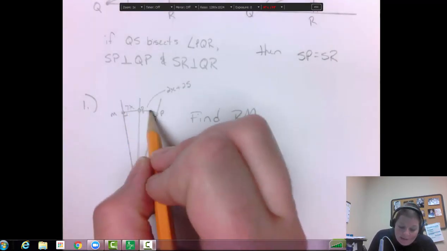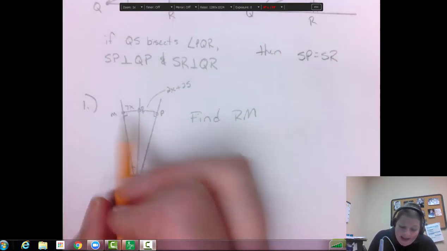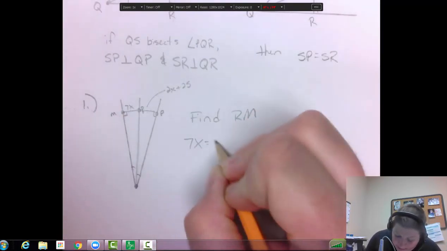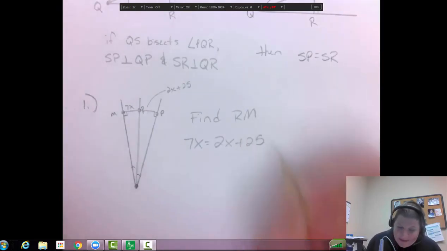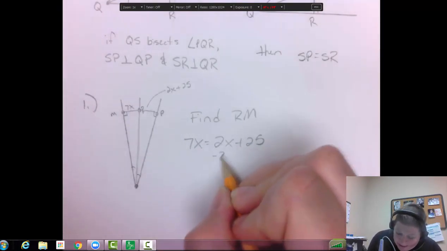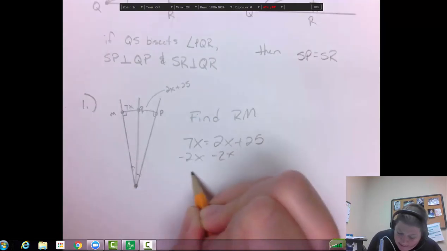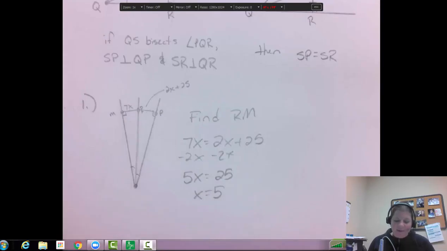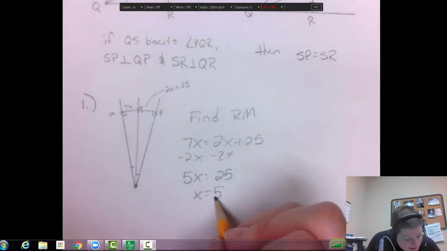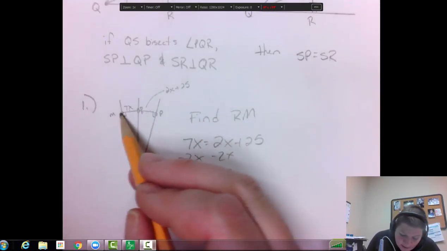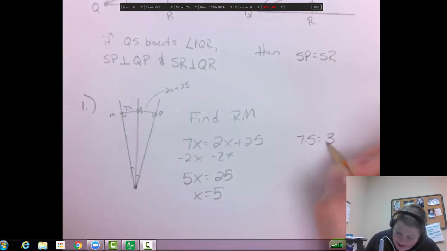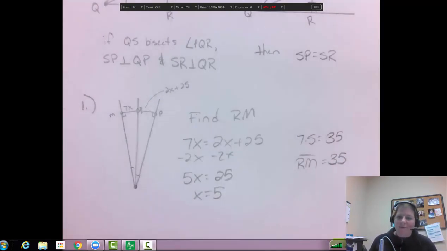So we know that these two have to equal each other, so we can find x and then find our RM, because we know 7x has to equal 2x plus 25. So we'll solve that. We'll subtract 2x, and you get 5x equals 25. Divide, and you get 5. Hey, we got 5 on the last one. And then we take our 5 and put it back in to find our RM. We would have 7 times 5, which is 35. So RM is equal to 35.